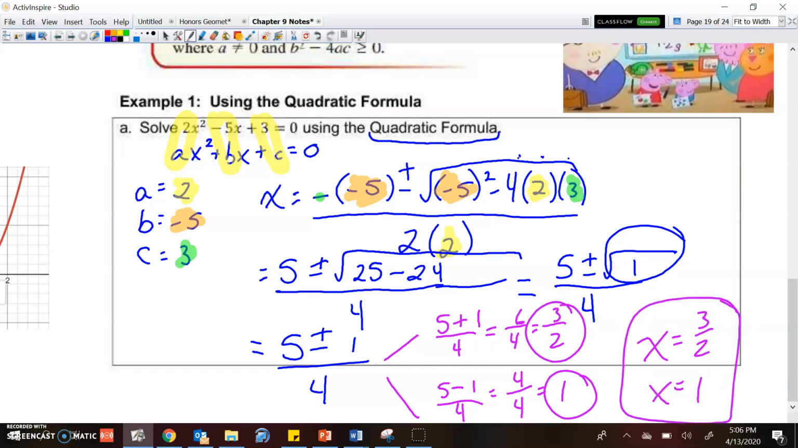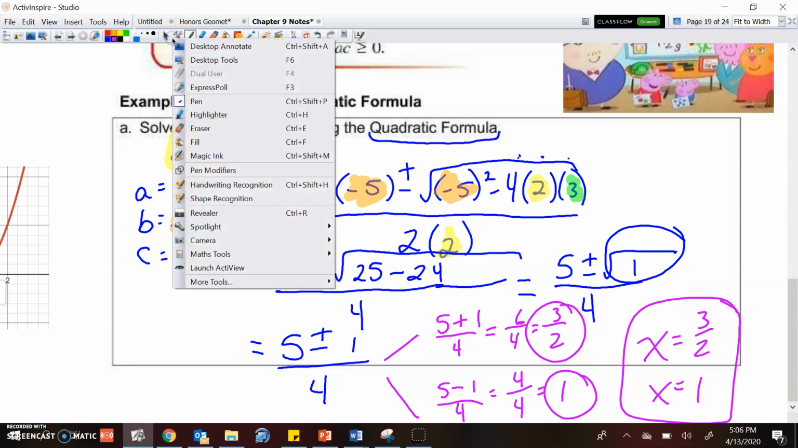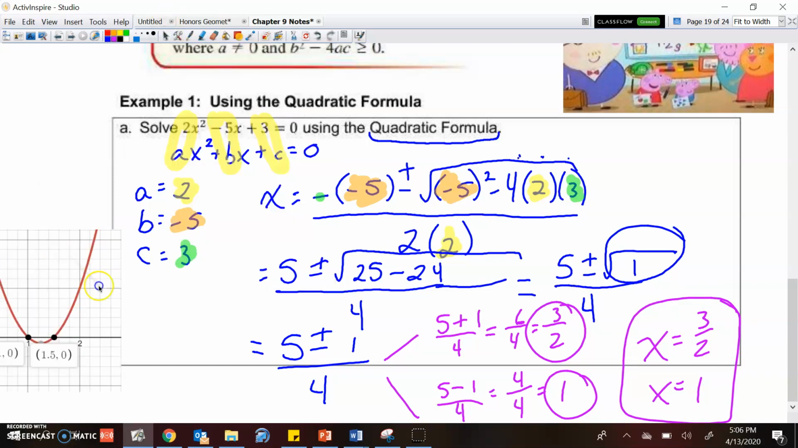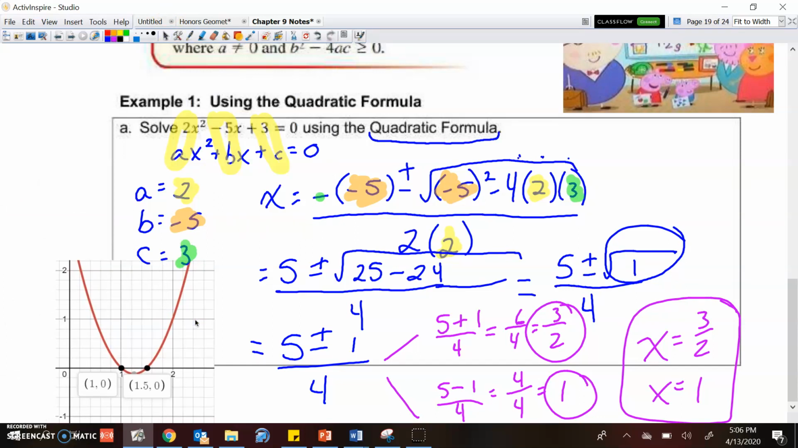Okay, I know that seems kind of long, but it will go faster once you've done it on your own a few times. Let's just pull in the graph so we can see. Notice, here's where it crosses the x-axis. 1 and 1.5. That's what 3 over 2 is.